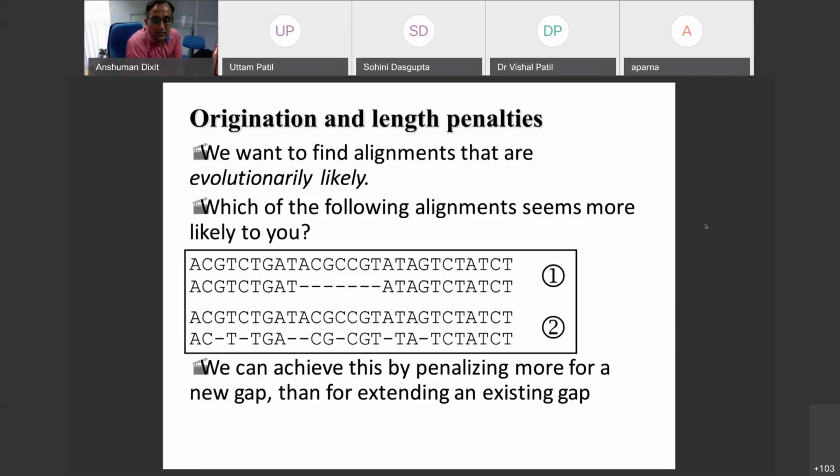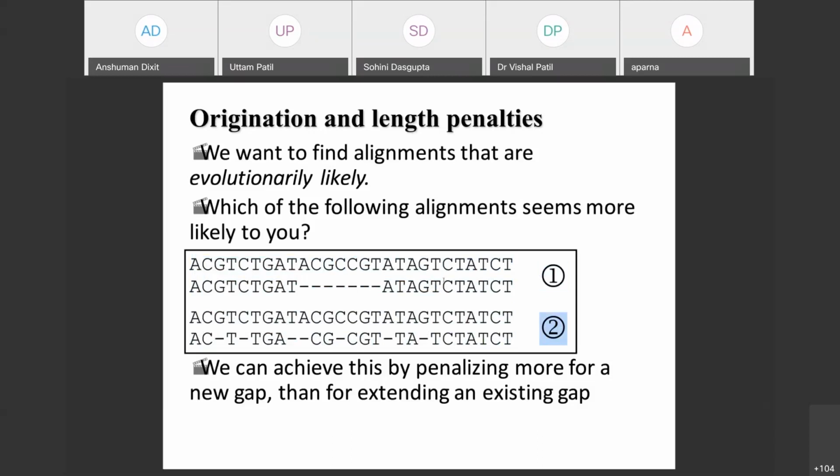If you see, there are two alignments, alignment 1 and 2. The same sequences are aligned in two different ways. This is sequence 1, the other one is sequence 2. This is alignment number 1, one way of aligning these two sequences. This is alignment number 2, where the sequences are aligned in a completely different way. Now you might have a question: which one is a better alignment?